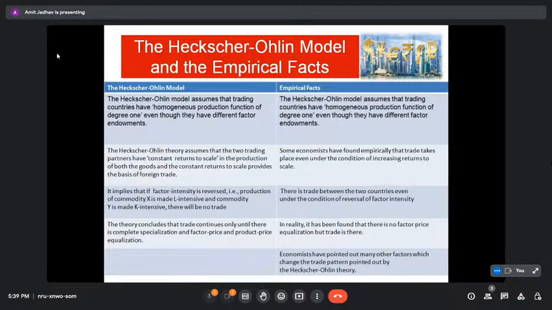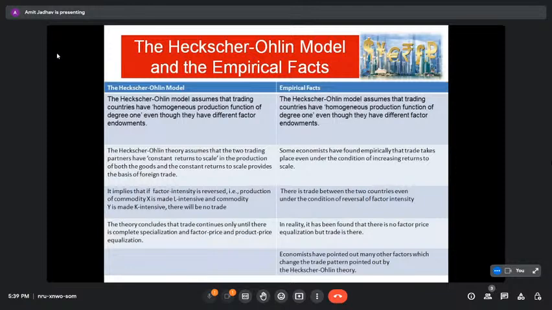In reality, we can't say the factors of production are homogeneous, because each and every factor has differences. When we take an example like labor, or other factors, they differ in their skill or their production capacity also. So that we also have to think about.